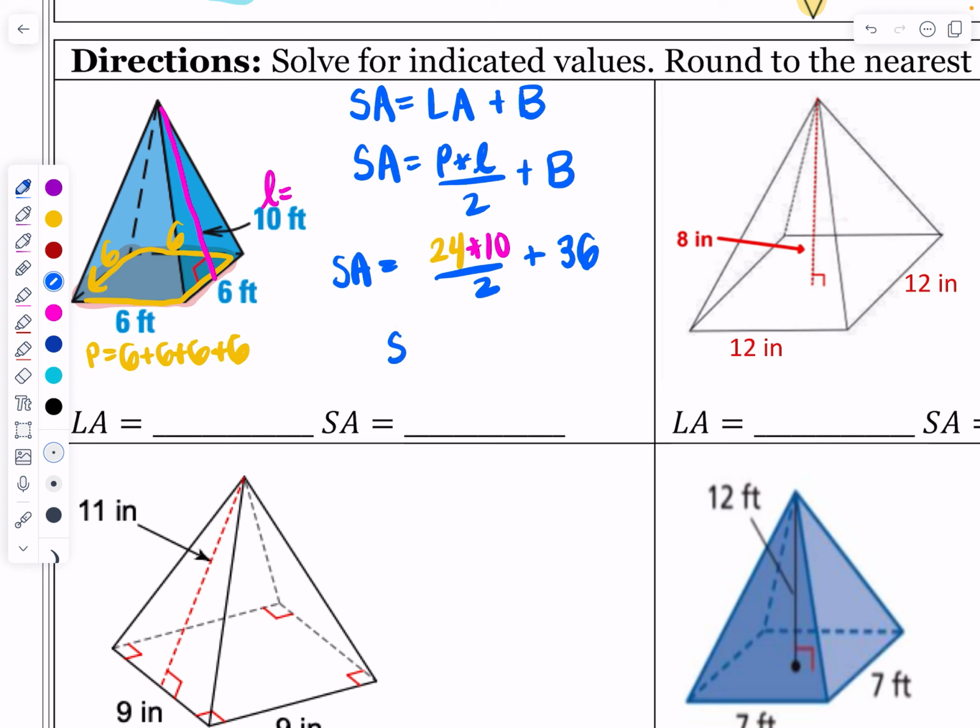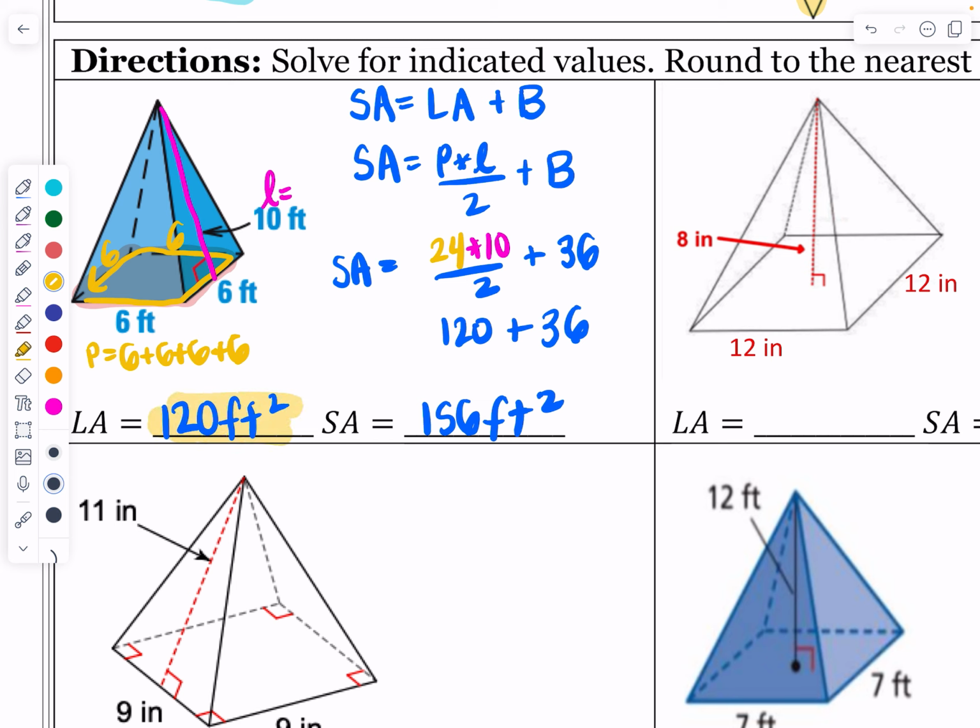So for my walls, we've got a surface area of 120, plus 36. So my lateral area, just those triangles, is 120 feet squared of surface area. And then my total surface area of the entire shape, when I actually add my base in, is going to be 156 feet squared. So just those 4 triangular walls is 120 feet squared for the lateral area, but that gives me 156 feet squared when I add that one base to it.